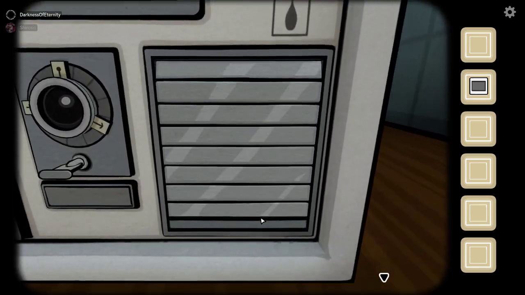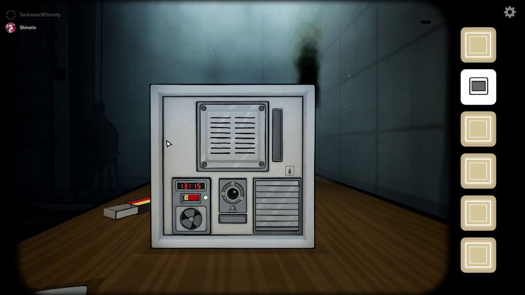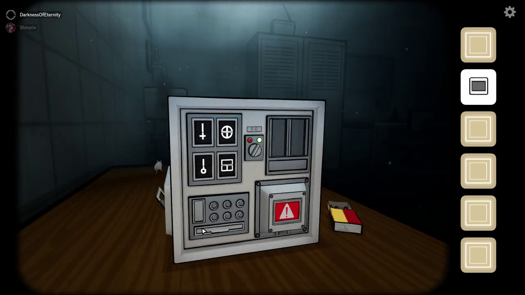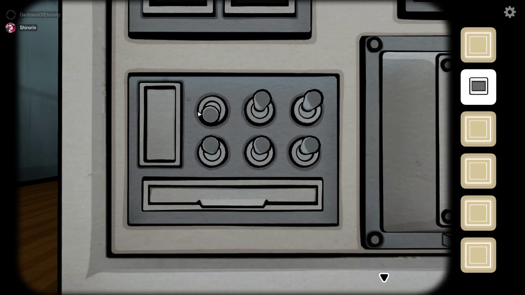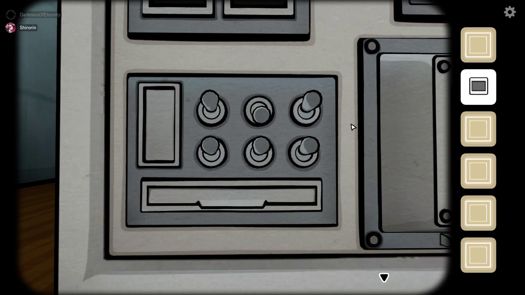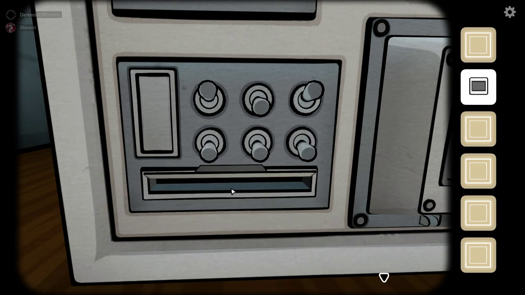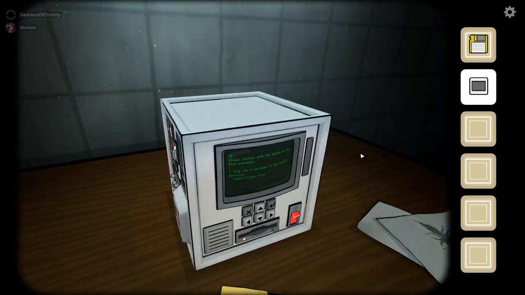Ooh, you have the 6 switches, the up down switches? Yes. So the top one is up down up. The bottom one is all down. Ooh, floppy disk. I know where this one goes.